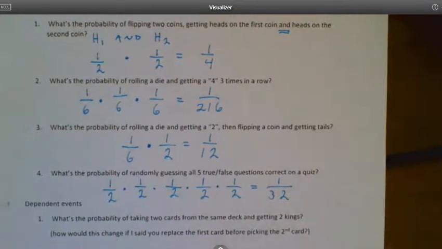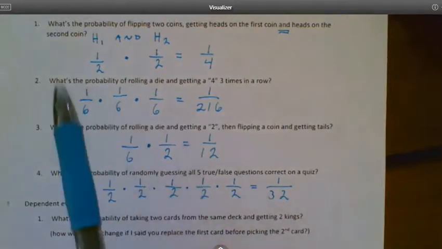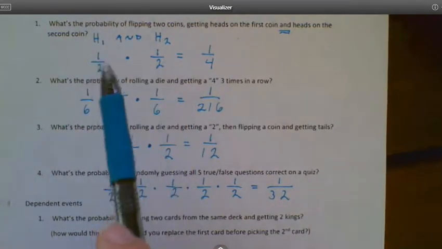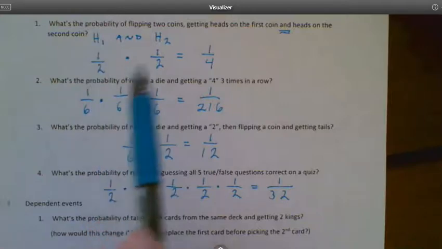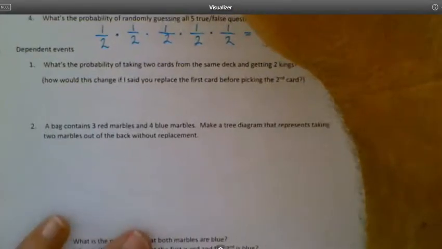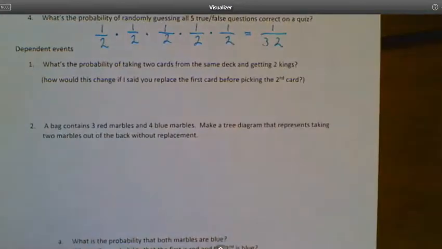So just remember the difference between independent and dependent that we talked about last time. For independent events, the results have no effect on each other, right? So like in this one, for example, if I flip a coin and then flip another coin, the outcome of the first coin has no effect on the outcome of the second coin, right? And so those are independent events. Dependent events are when they do have an effect on each other. So that's what we're going to look at in a few examples here.